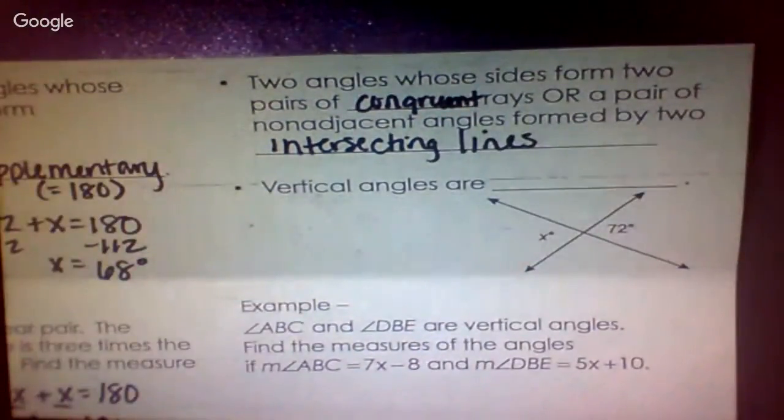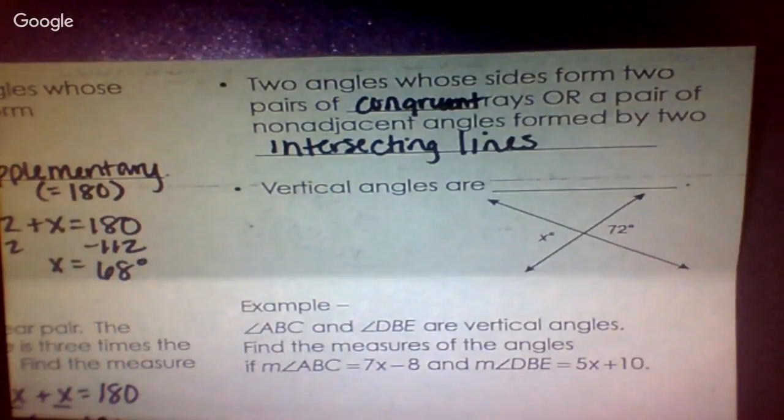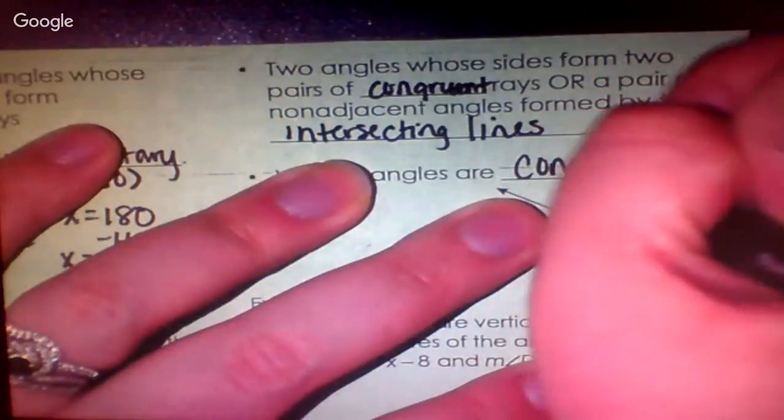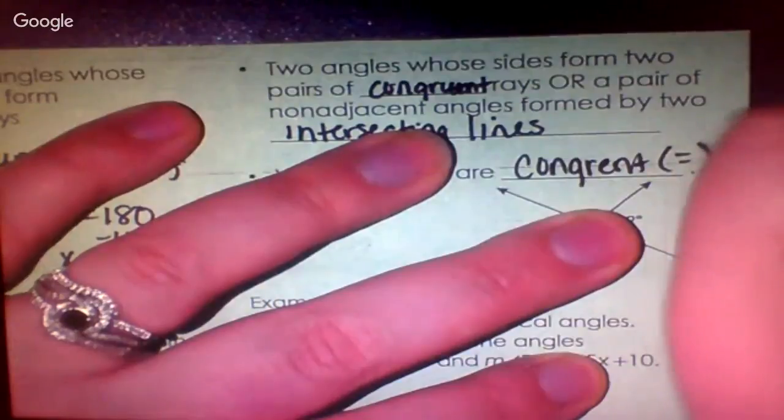Okay, so anytime you see vertical angles, it's going to be two lines that cross at some point. Your vertical angles will always be congruent. If they're congruent, they're what? Equal. Okay.